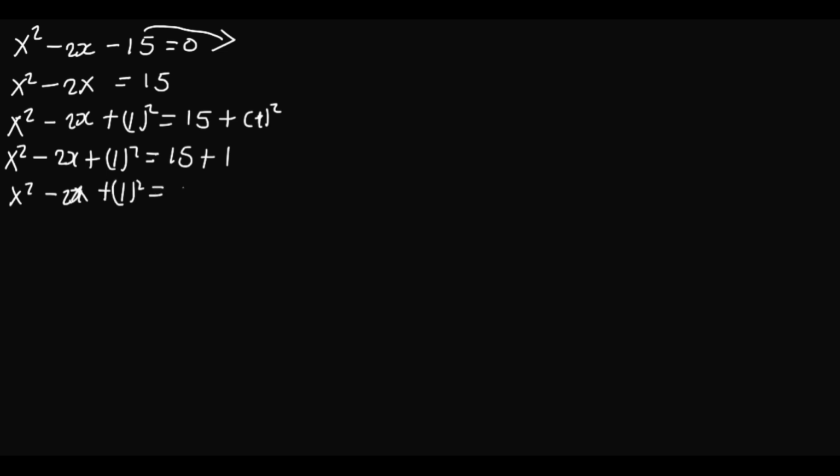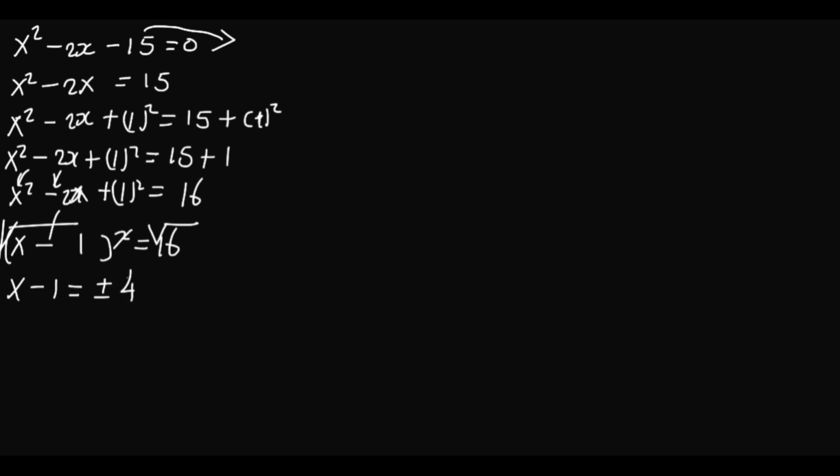So you can see that 15 plus 1 is 16. So now after simplifying the right side, we can now open our brackets and square it. So here we get x, then the sign is minus, then also we write 1 there. Then from there we can write our square root on both sides. So this cancels, we get x minus 1 is equal to plus or minus 4.